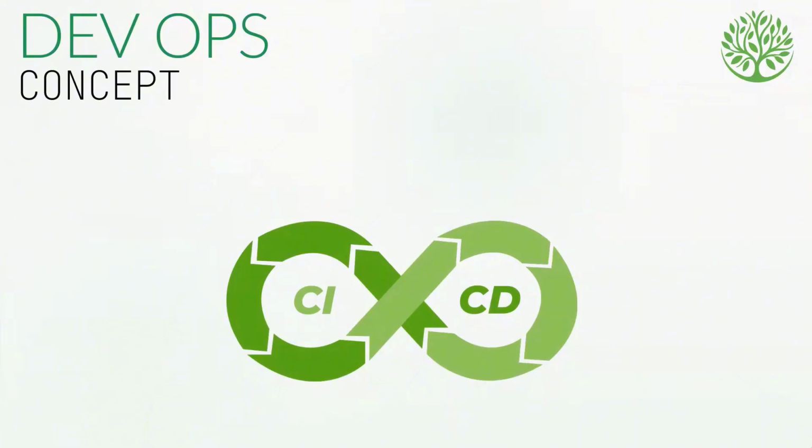CI/CD is a core practice within DevOps. CI stands for continuous integration, where we write, test, and build code, while CD stands for continuous deployment, where we release, monitor, and operate it in production. It's all about automation and feedback. We start by planning tasks and writing code.